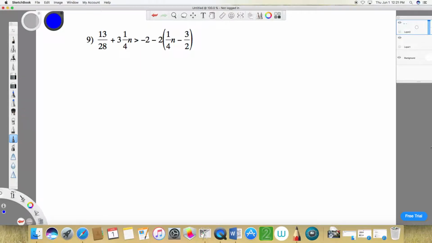Let's take a look at this inequality. They want us to solve it. And students are going to see this and immediately see the fraction, and some students have anxieties about fractions, and I hope that you can get over that, and through practice, just get better at dealing with these fractions. So let's jump in.